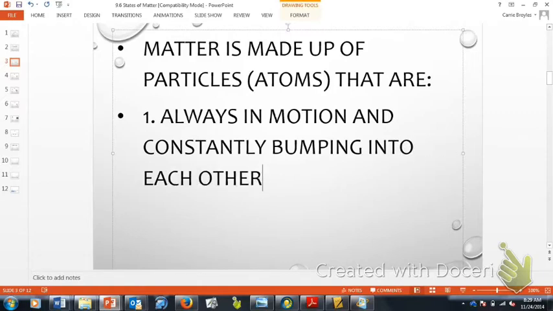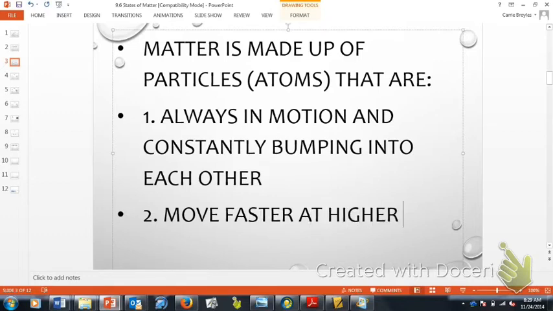So it's sort of like they're vibrating in place, and then as you add more heat, of course, they're going to increase in how much they bump together. So the next statement that we're going to say here, number 2, is that they move faster at higher temperatures and vice versa.